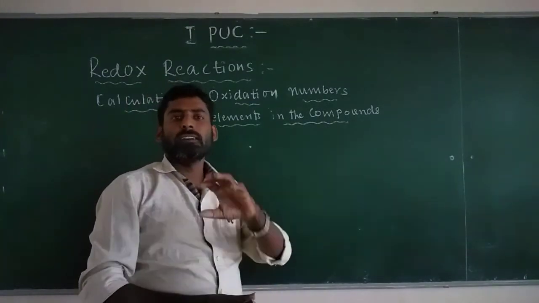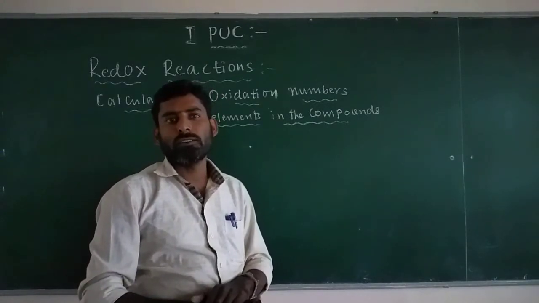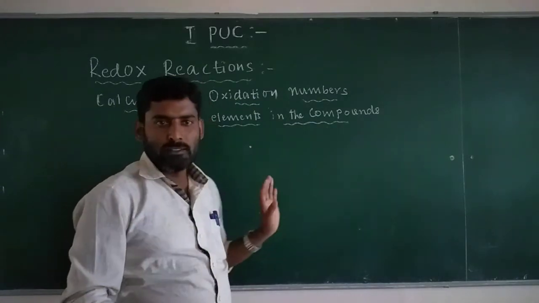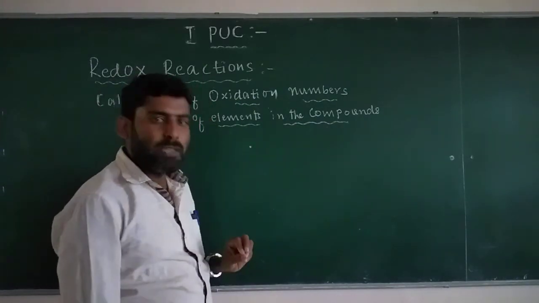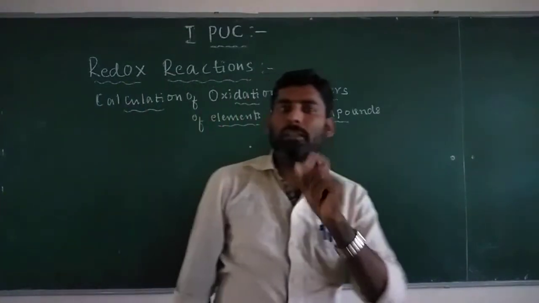And if the element is not combined with any other elements to form a compound, then the oxidation number given to that element is 0. Using those rules, we have to find or calculate the oxidation number of the unknown element.